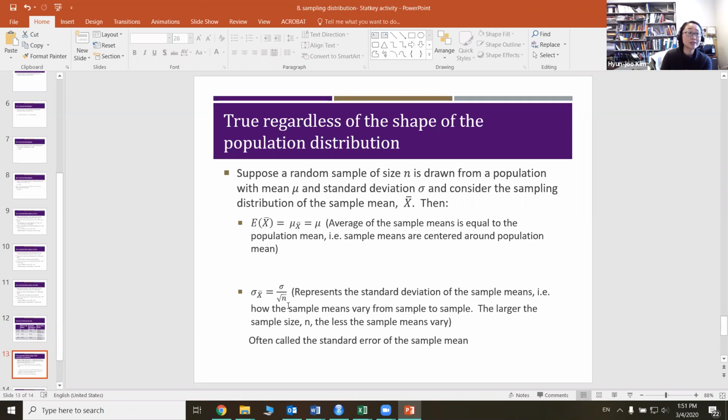So what's happening is, when sample size gets larger, this value gets smaller, which means your distribution of x bar is getting skinnier, which means you're going to have a better chance of getting an x bar that is close to the mu value. So when your sample is really big, the chance that you get an x bar close to mu is pretty high. In other words, the larger the sample size n, the less the sample means vary. So they have a smaller variation.